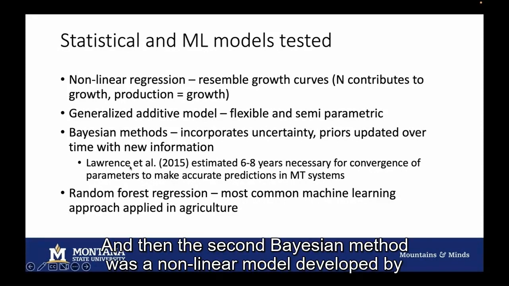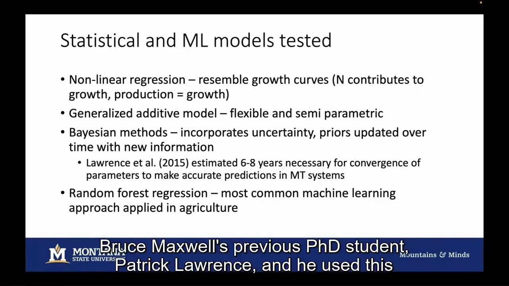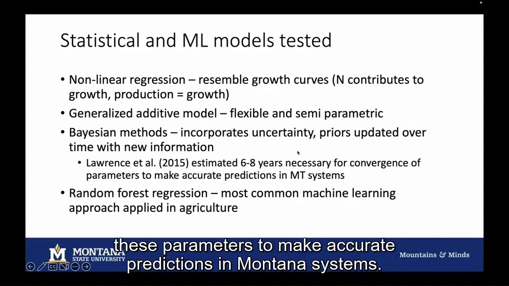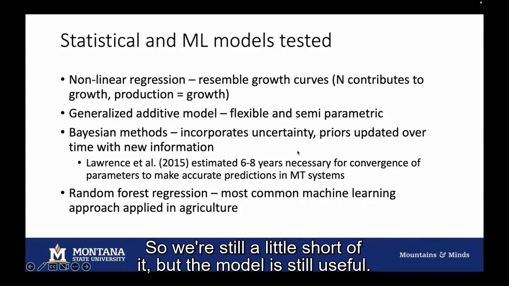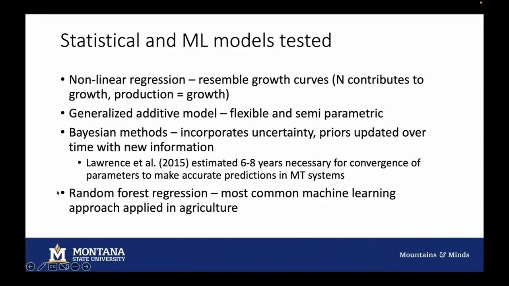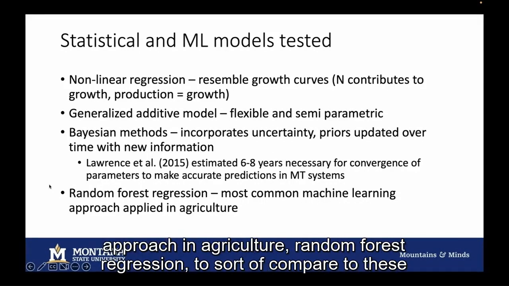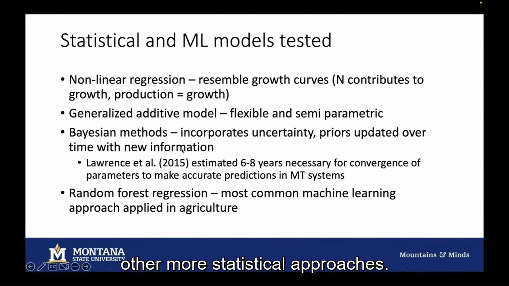And then the second Bayesian method was a nonlinear model developed by Bruce Maxwell's previous PhD student, Patrick Lawrence. He used this model to estimate that we need about 6 to 8 years for converging these parameters to make accurate predictions in Montana systems. So we're still a little short of it, but the model is still useful, and it was one that we tested. And then finally, we used by far the most common machine learning approach in agriculture, random forest regression, to compare to these other more statistical approaches.